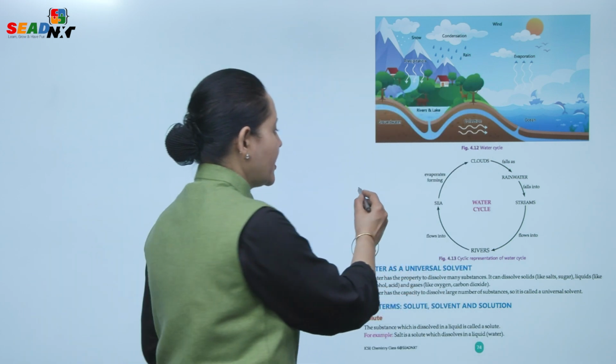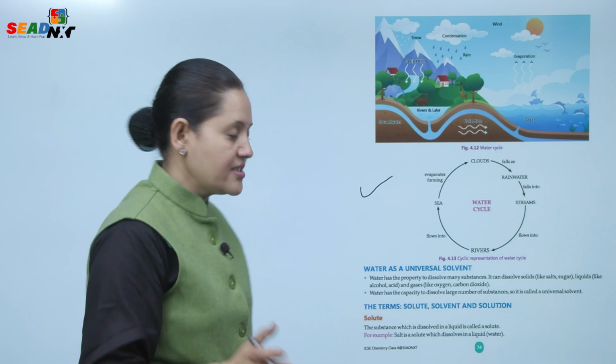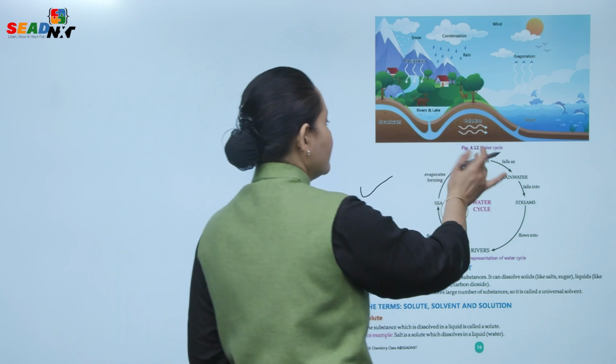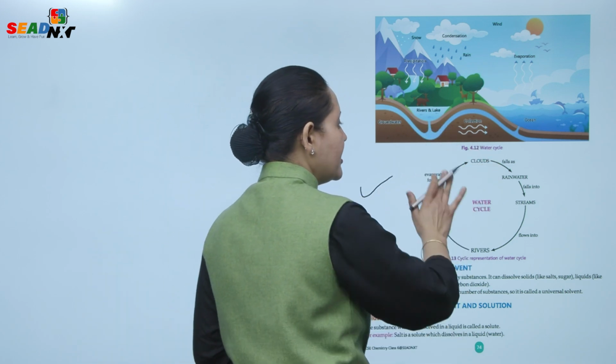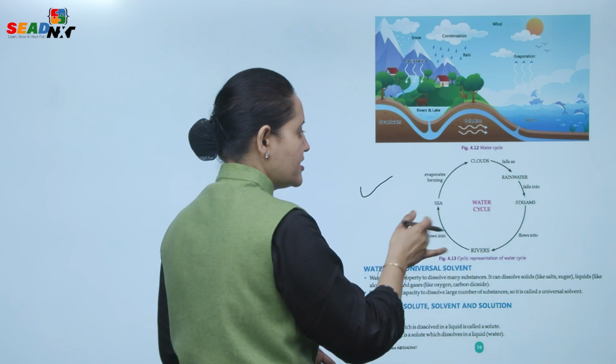So this is the water cycle. The seawater gets evaporated by the sun's heat and turns into cloud, and then in the form of rainwater it falls on earth's surface.